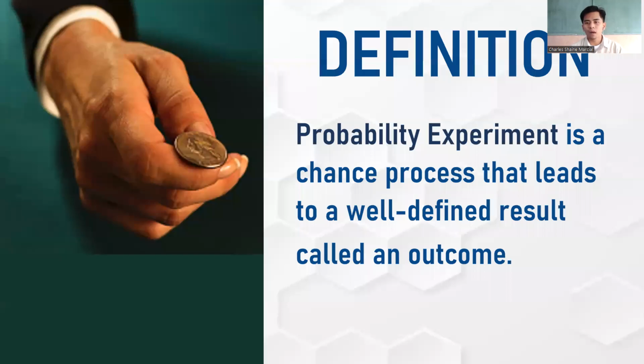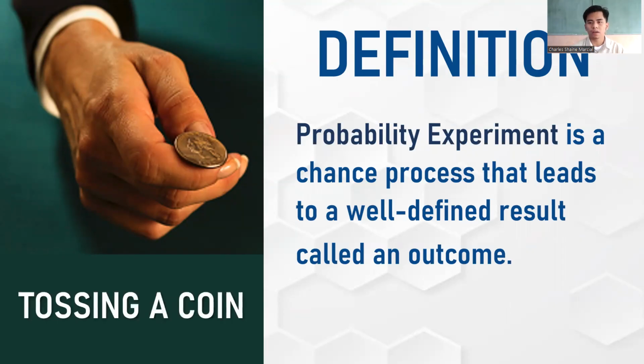Okay? Now, what is probability experiment? So that is a chance process that leads to a well-defined result called an outcome. Okay, now an example of an experiment is tossing a coin. Okay, when we toss a coin, magkakaroon tayo ng outcome. Now, mamaya i-discuss natin kung ano ba yung magiging outcome natin kapag nag-toss tayo ng coin.